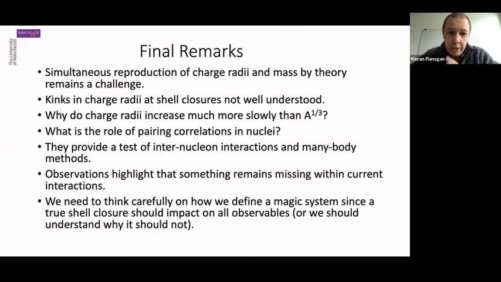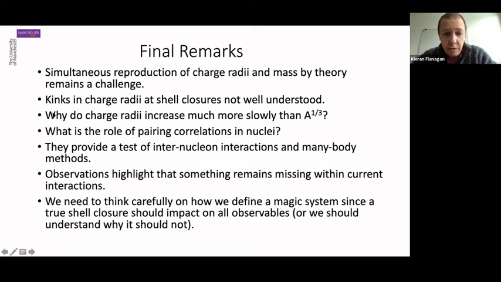So that brings me to my closing remarks. I've just highlighted those. And I think the key points that I wanted to make was that the simultaneous reproduction of charge radii and mass by theory remains a challenge, and I think I've shown you several examples of that. The kinks in the charge radii at shell closures are not well understood, and that was also raised yesterday by Wilfred's talk.